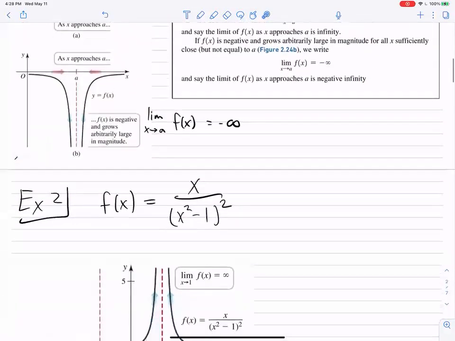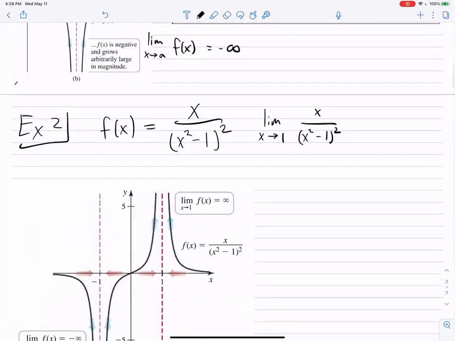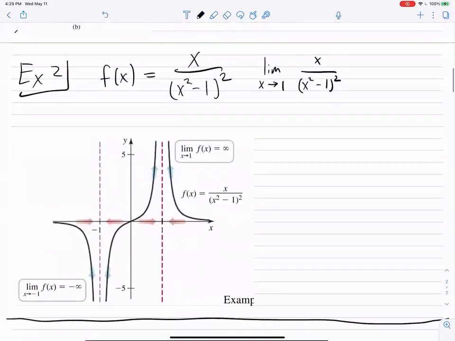So let's do an example. Let's say we want to take the limit as x approaches 1 of x over (x squared minus 1) squared. Well, if you try plugging in 1, you get 1 over 0, and so we can't do that. And same with negative 1, actually. If you plug in negative 1 as well, it also gives you 0.